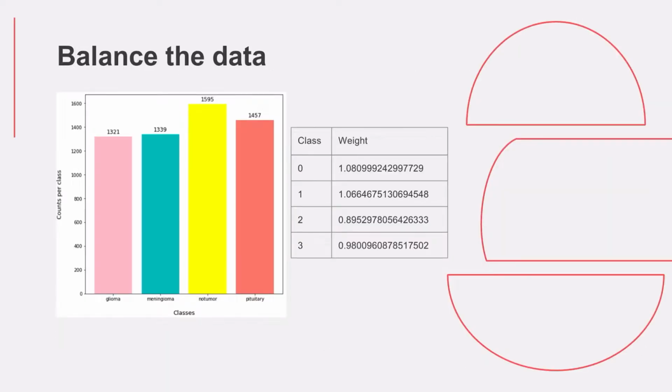We can obviously notice that the yellow bar of the no tumor class is a little bit more than the others. So we decided to balance the data with a class weight approach that will give weight to each class in inverse proportion to the class size. The table shows the weight we set for each class.